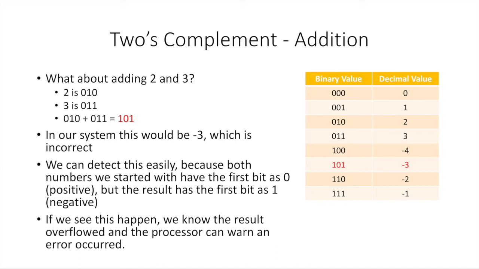So if we add it together, what we get is a binary 1, 0, 1. You can pause and do the math, but this is the number in red here.